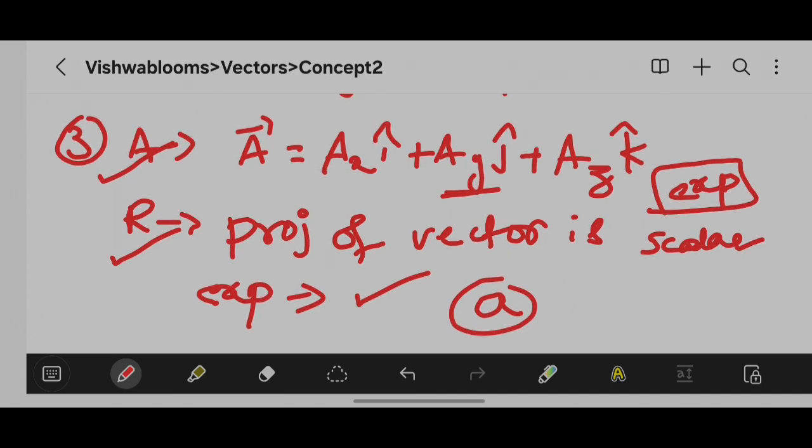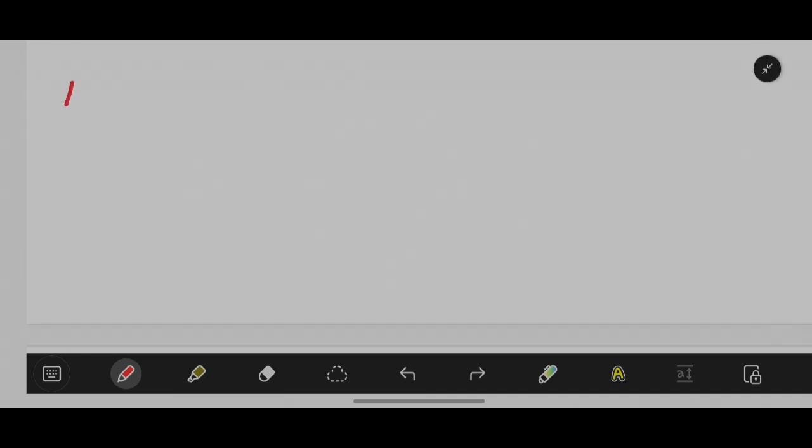Next question, fourth one. Fourth question is also an assertion and reasoning type of question. Assertion A states that when a vector is rotated, its magnitude remains constant. Yes, even if you rotate, the magnitude will not change. Next, reason. The magnitude of a vector is independent of coordinate system.